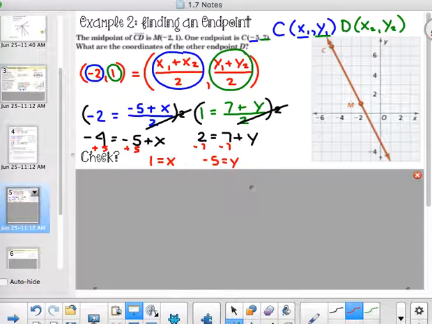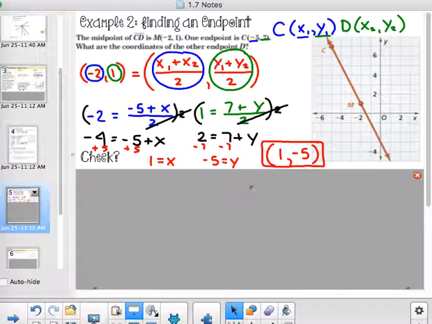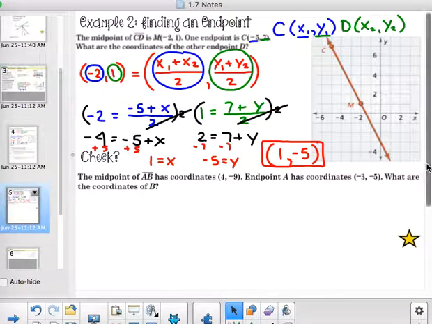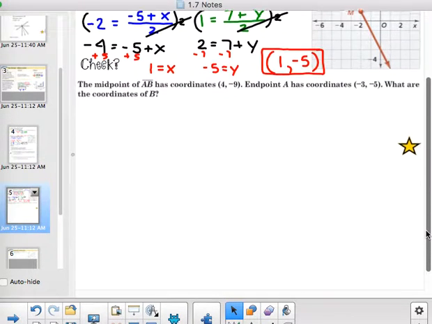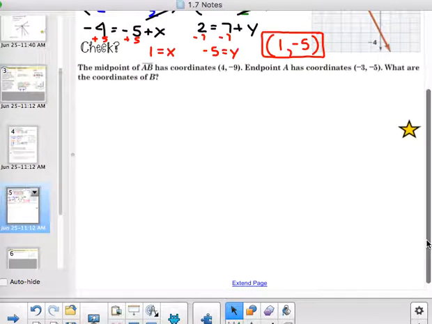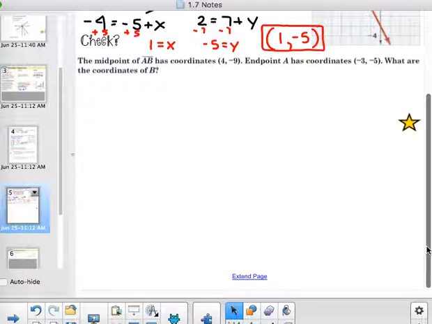Because you are finding a coordinate, this is not a proper way to let my answer stay. I need to write my answer in coordinate form. So my coordinate is 1, negative 5. This is the location of my other endpoint. Once again, it's now your turn. Here is your got it. Once again, you're given a midpoint and you're given one coordinate. You need to find the missing coordinates. Take some time to answer the question on your Edpuzzle.